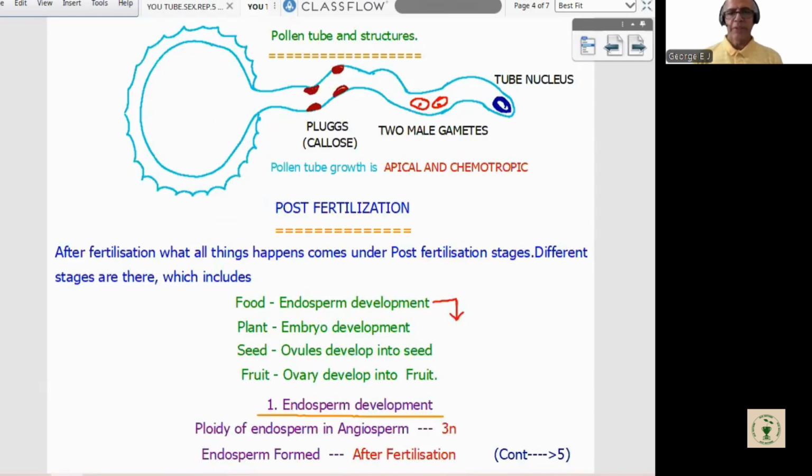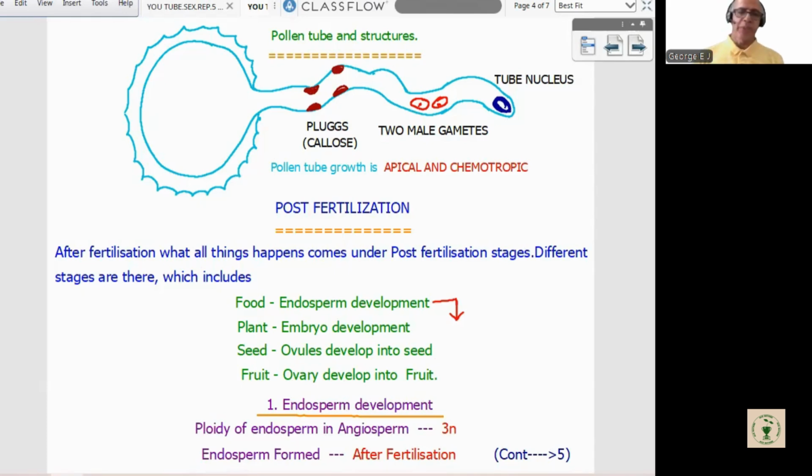Now next is the pollen tube and its structures. When we look at the pollen tube, we can find that the tube contains certain plugs. It is made up of callose. It also contains two male gametes, and there will be a tube nucleus at the apex. That is why it is said that pollen tube growth is apical and it is chemotropic.